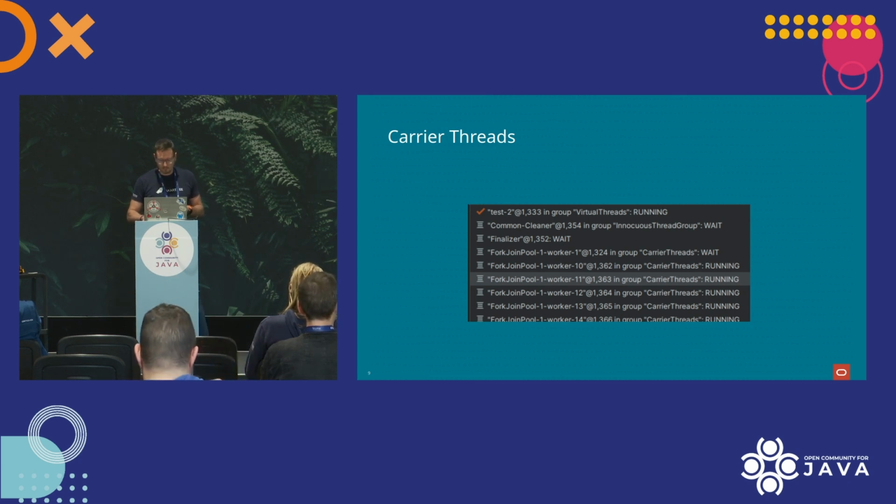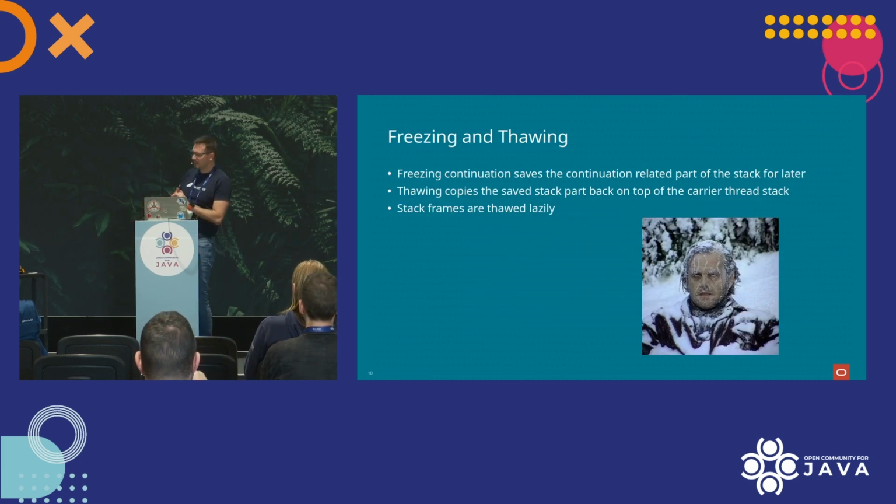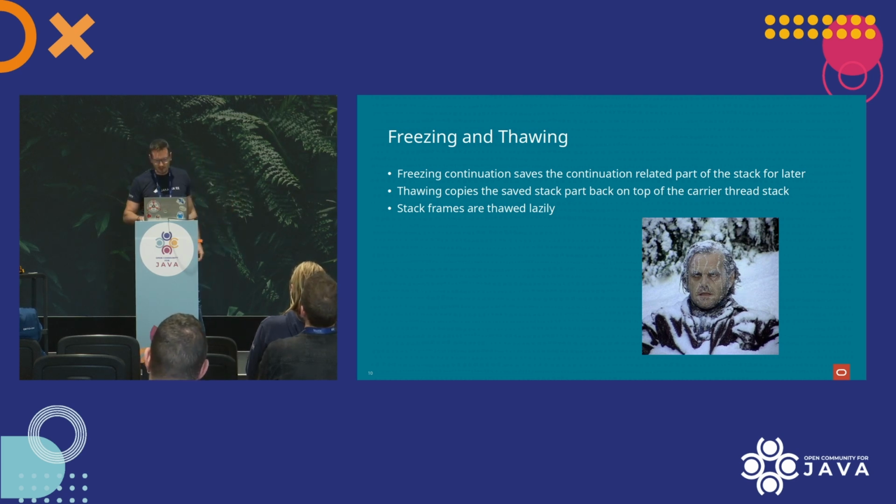We'll get to it later, and it's what happens when we are mounting and unmounting. So what happens with the virtual thread? We are mounting and unmounting it from the carrier thread. We call this process freezing and thawing. When the continuation is unmounted, the continuation part of the stack is saved somewhere for later. I will have a really nice animation for that on the next slide. We call this process freezing. When the continuation is mounted back on the carrier thread, its stack is copied back on top of the physical thread stack, and we call this process thawing.